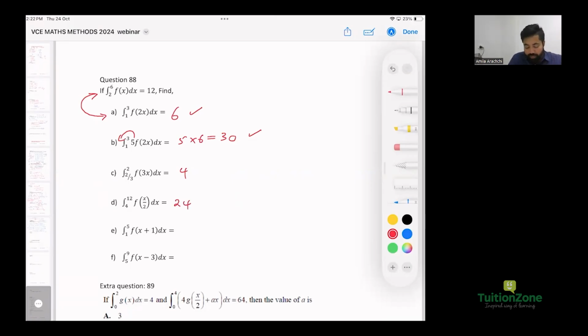Now, how about the E? Do you have any dilations in there? No. What do you have? Translation. Translation 1 to the left. What do you reckon the answer is? Any good guess? Or do you know the method? Any good guess? Imagine if you get in the exam. So what do you reckon? Logically?